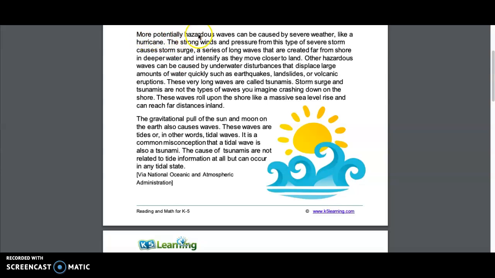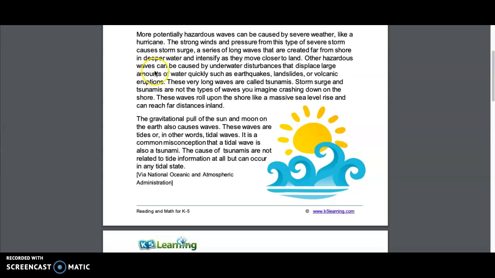More potentially hazardous waves are caused by severe weather, like a hurricane. The strong winds and pressure from this type of severe storm causes storm surge, a series of long waves that are created far from shore in deeper water and intensify as they move closer to land.